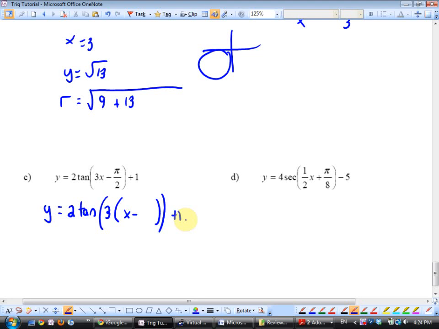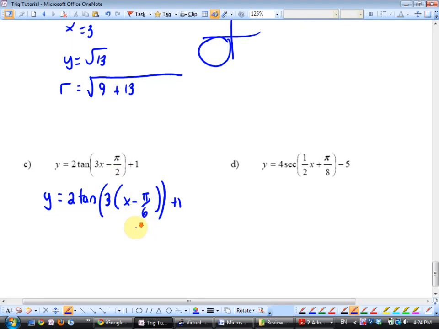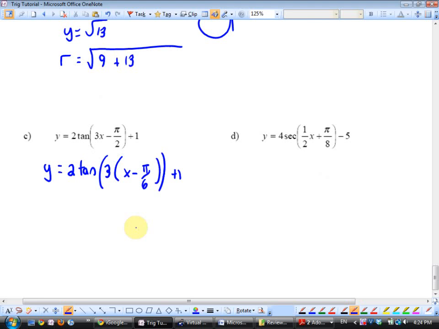X minus what? When I factor a 3 out, what mathematical operation am I performing? Division, that's the same as adding an extra 3 in the bottom. Dividing is the same as putting it in the bottom of the fraction. It's going to be pi over 6. We'll tackle the secant in a second. First of all, tangent, you know what the range is? It's all reals. So range, there's your answer.